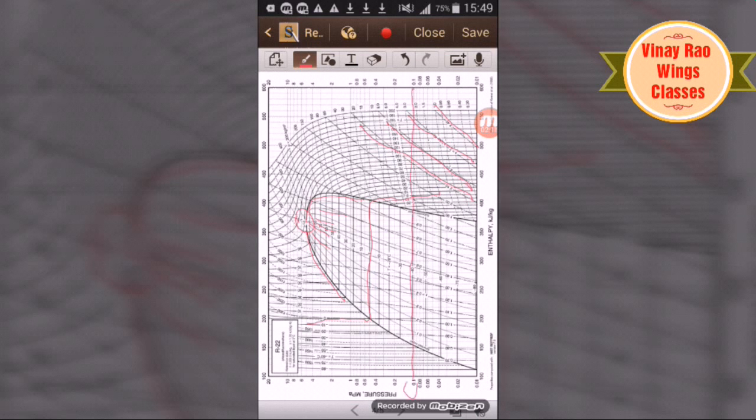There is a point 1. This is the constant enthalpy line, 350, sorry, it's not degrees Celsius, 350 kilojoule per kg. The unit is kilojoule per kg. 500, there is 500. These are the enthalpies.